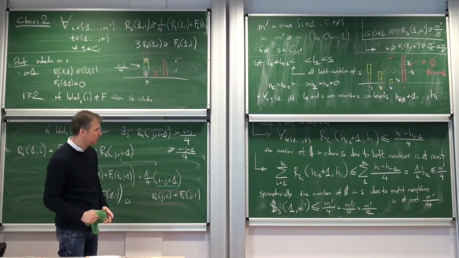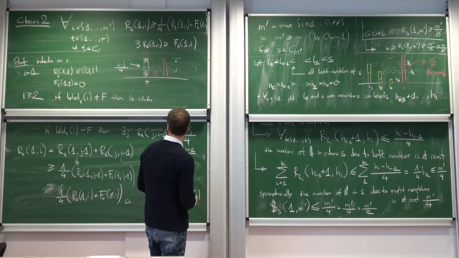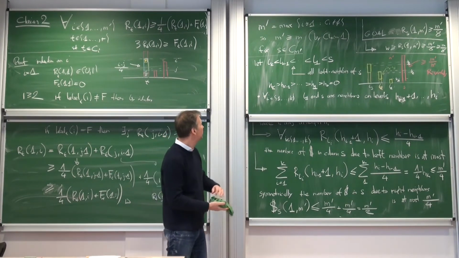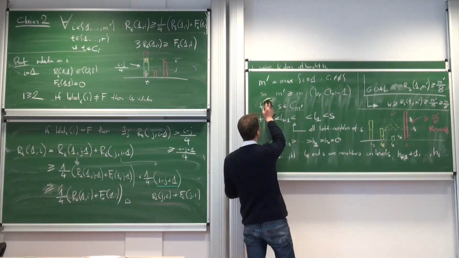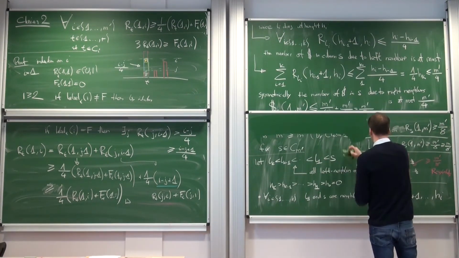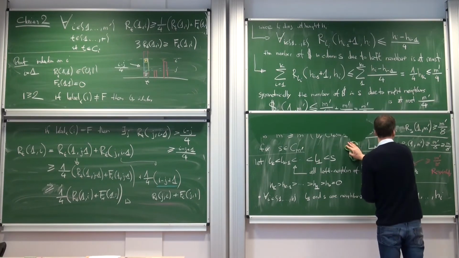So this is claim 2. And claim 2, as you see, relates the number of r's to the number of f's. And this will be just enough to complete the proof. So yeah, that was our goal. Let's keep it.